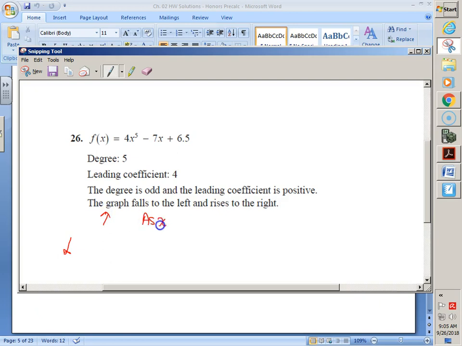As x approaches. Which one is that? Going to the left or going to the right? Going to the left. F of x, how do we say falls? As x goes to negative infinity, f of x goes down. So yeah, negative infinity. And how do we go the other direction? As x goes to positive infinity, f of x goes to, because as I go to the right, up.